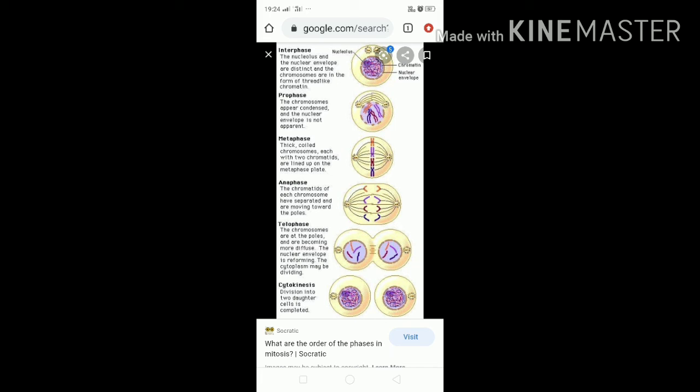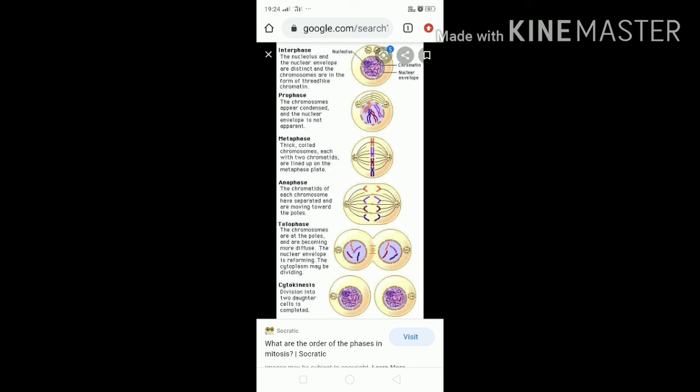The last phase is telophase. In that, chromosomes reach the opposite poles of the cell and start to decondense. Chromosomes become thread-like and thin and start disappearing. Spindle fibers completely disappear. Two daughter nuclei are formed in the cell. There is reappearance of the nuclear membrane and nucleolus. And the second phase, that is cytokinesis, is the division of the cytoplasm.